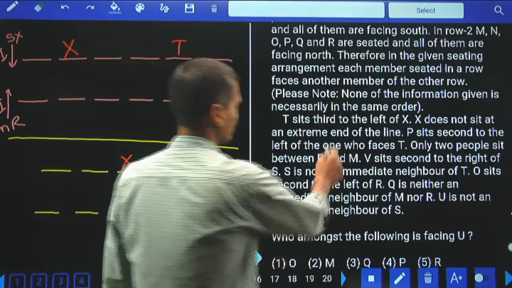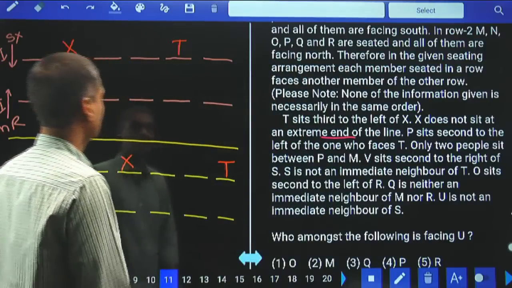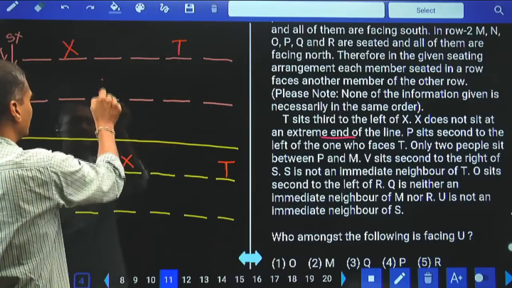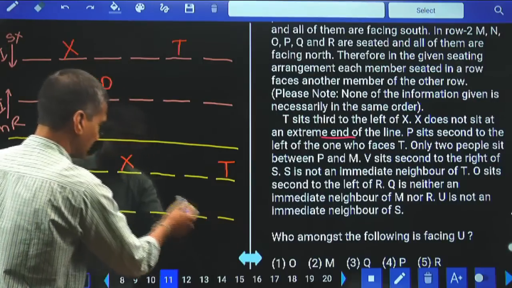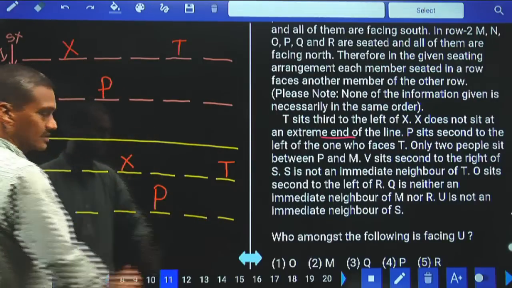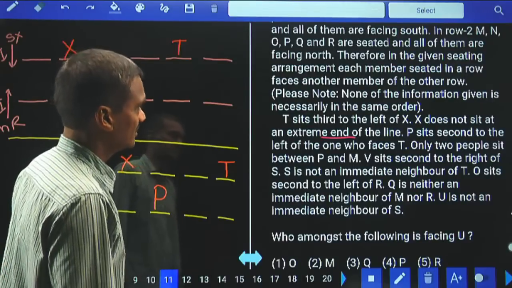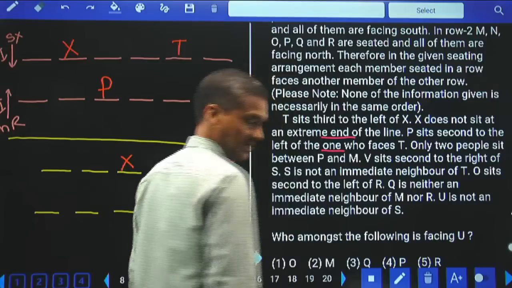And what is the next information we have? P sits second to the left of the one who faces T. Now this person is facing T, and P sits second to the left of that person. P must be here. Now T's opposite is this person. Second to the left of that one, P will be here. Next, left of the one who faces T, and only two people between P and M.